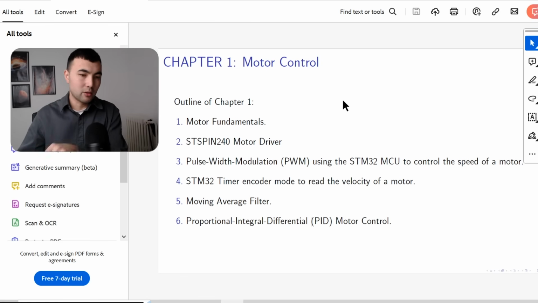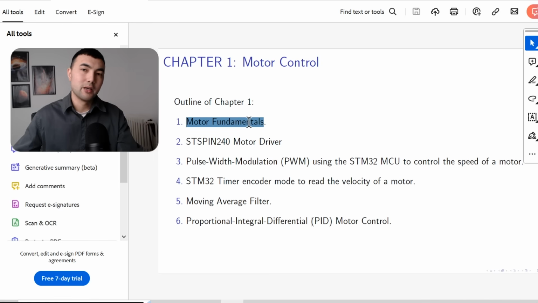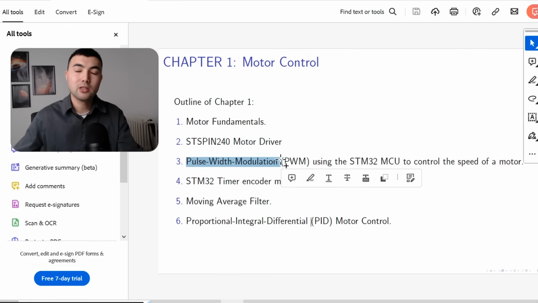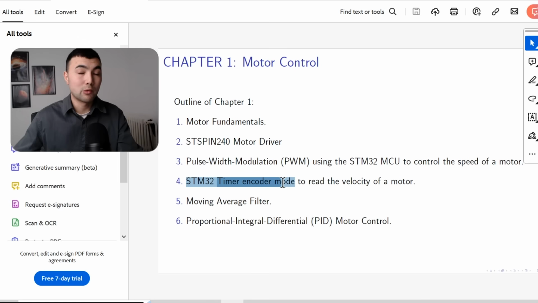So in this chapter, we will start discussing the basic topics about the motor control. Then we will cover different motor drivers. Then we will switch to practical exercises. So we will learn how to generate pulse width modulation signal using STM32 microcontrollers. And in addition, we will cover timer encoder mode, which allows us to read the velocity of a motor.